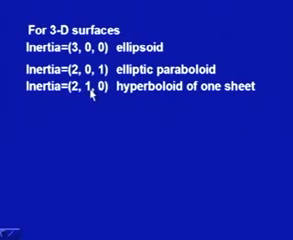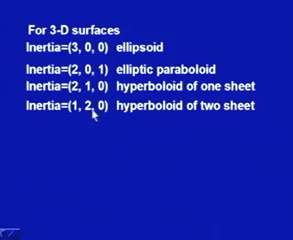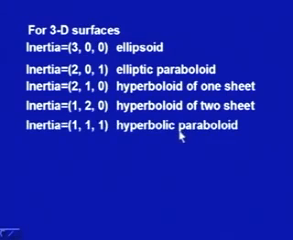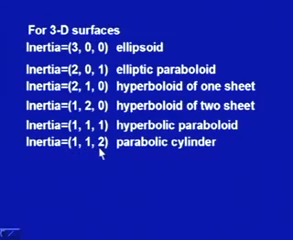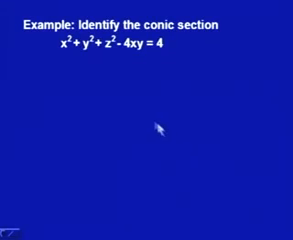When inertia is 2, 1, 0, that means 2 positive eigenvalues and 1 negative eigenvalue, then we say it is a hyperboloid of one sheet. When 1, 2, 0 is the inertia, we have 1 positive value and 2 negative eigenvalues, so we will have a hyperboloid of 2 sheets. And when inertia is 1, 1, 1, that means 1 positive, 1 negative and 1 zero eigenvalue, then we call that surface a hyperbolic paraboloid. 1, 1, 2 represents a parabolic cylinder. So that is how we classify different surfaces.